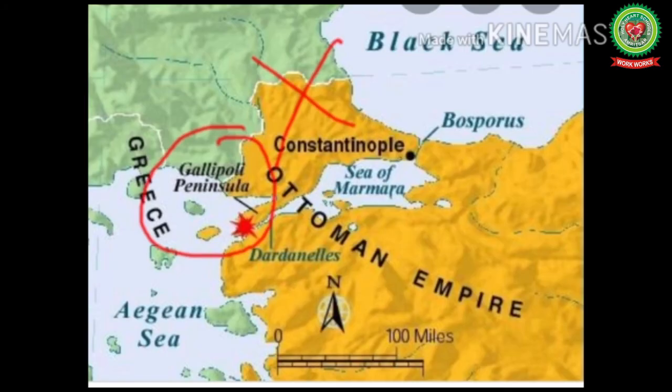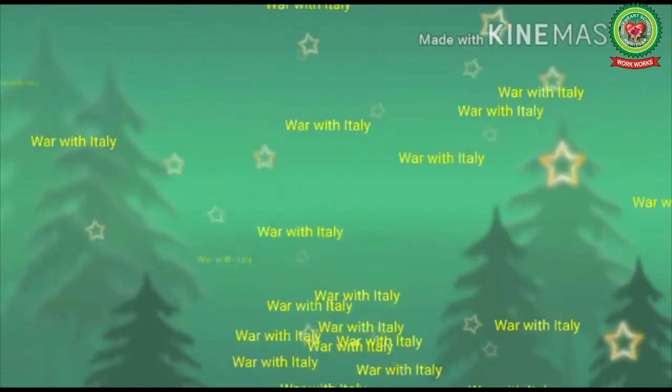On your screen, you can see the Gallipoli Peninsula. By attacking here, Britain wanted the Turkish or Ottoman Empire to be separated from her allies like Germany and Austria. Now let's discuss the war with Italy. How did the Allies treat Italy?